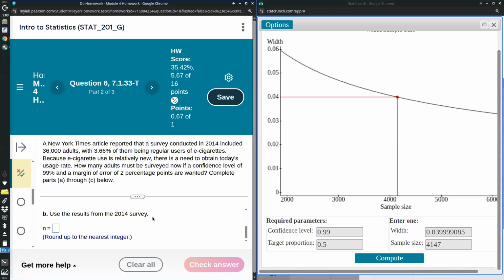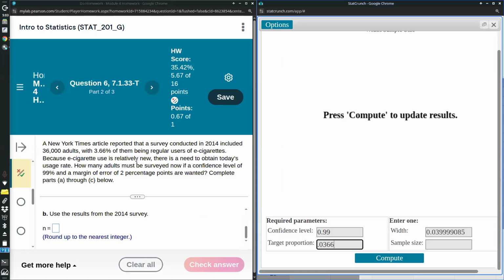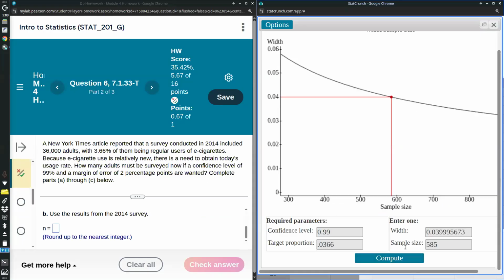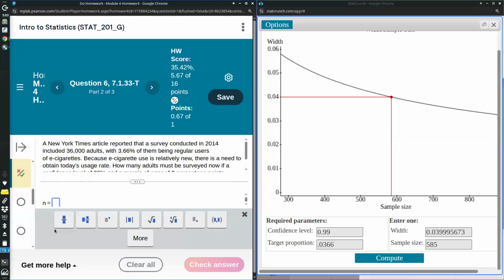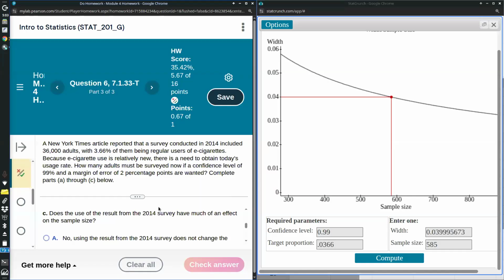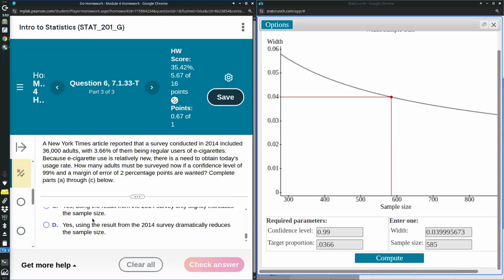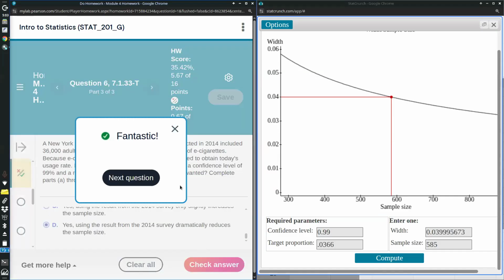Okay. And then for part B, what we do is we change that 0.5 to this 3.66 percentage, but as a decimal. So 0.0366, we compute that and we get our sample size of 585. And we see that dramatically reduces the amount of people we would have had to sample. So yes, it dramatically reduces the sample size. Okay. So sometimes struggling through it once is okay because the second time you go through it, it really sticks in your head a whole lot better.